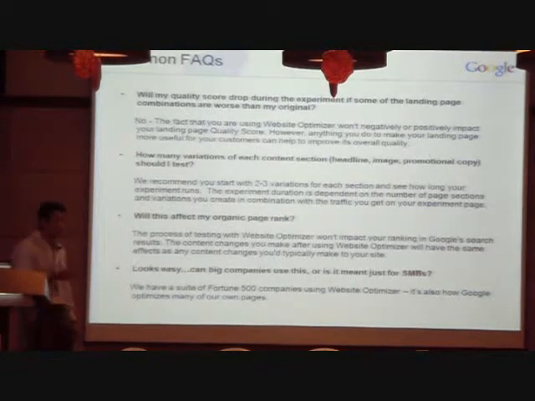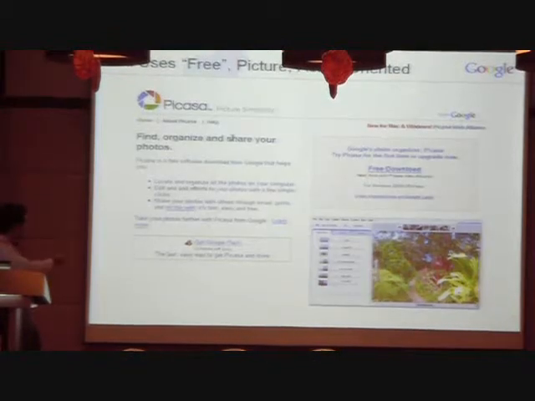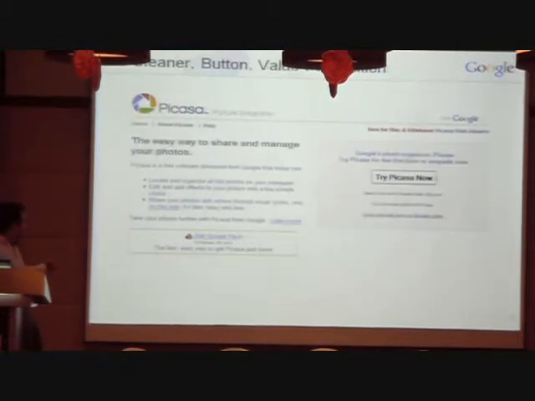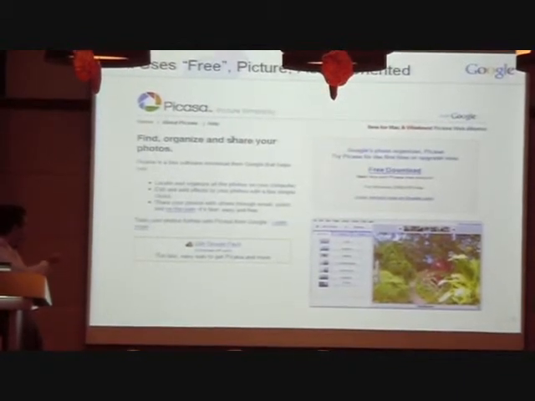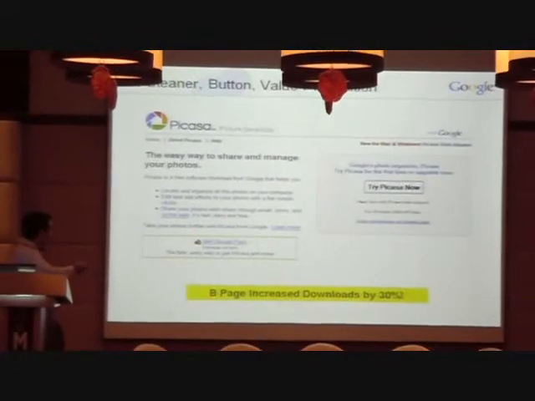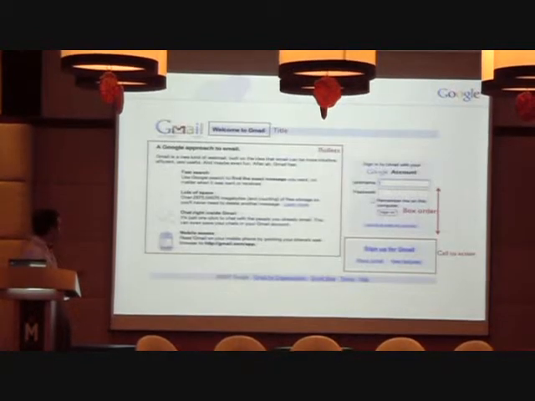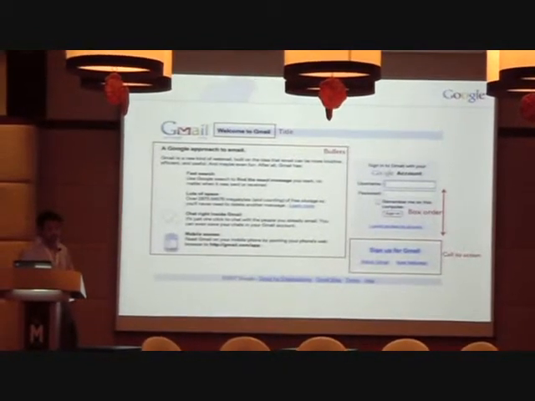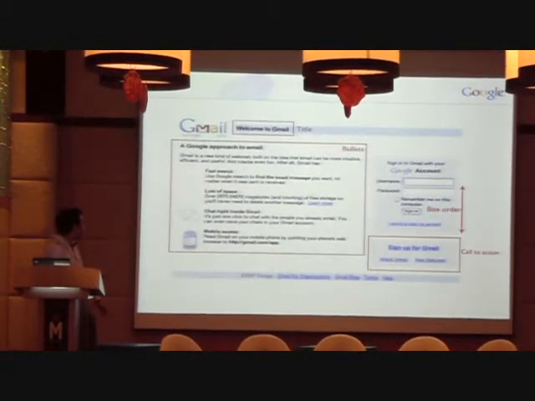And then, looks easy. Can big companies use this, or is it just for SMBs? Big companies can use this. We have a suite of Fortune 500 companies using this. This is what we use at Google. Picasa uses it. They tested this version against this version. This was a default version everybody liked. Set free. This version led to a 30% increase in downloads. One test, 30% increase in downloads. Gmail uses this as well. So if your site gets less hits a day than Gmail, we can handle the traffic, no worries.